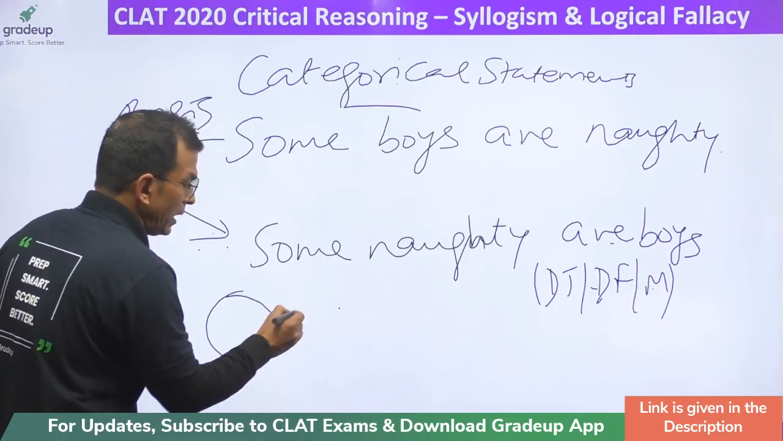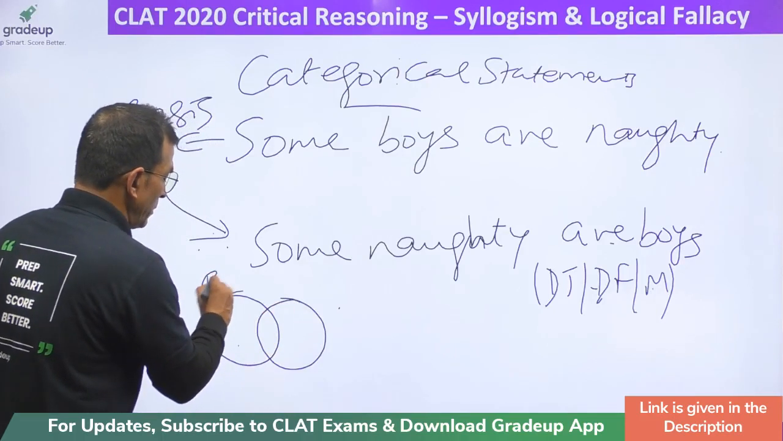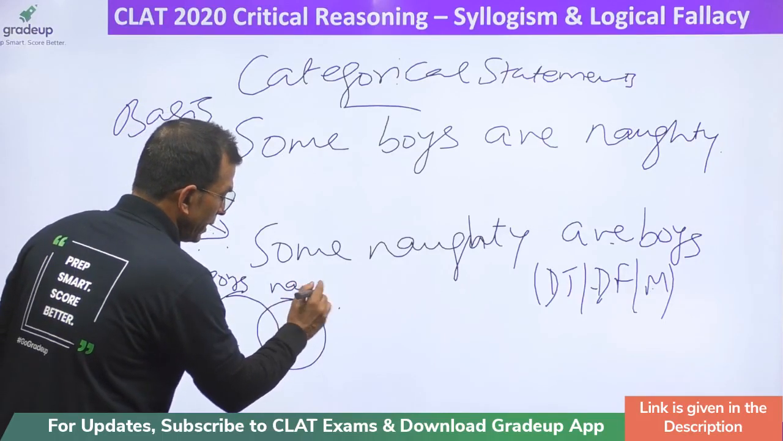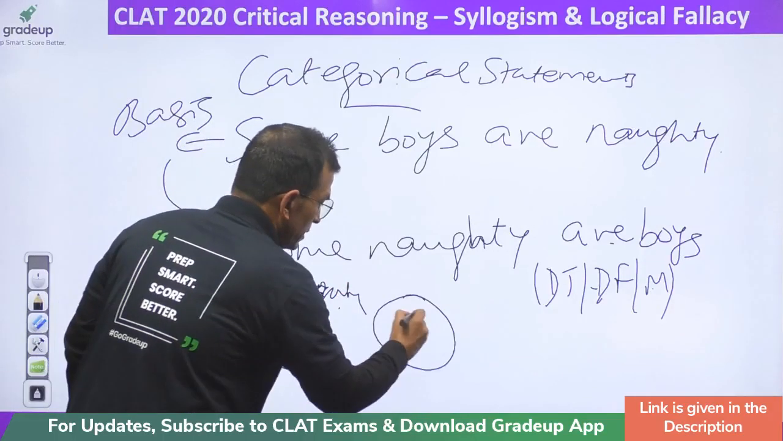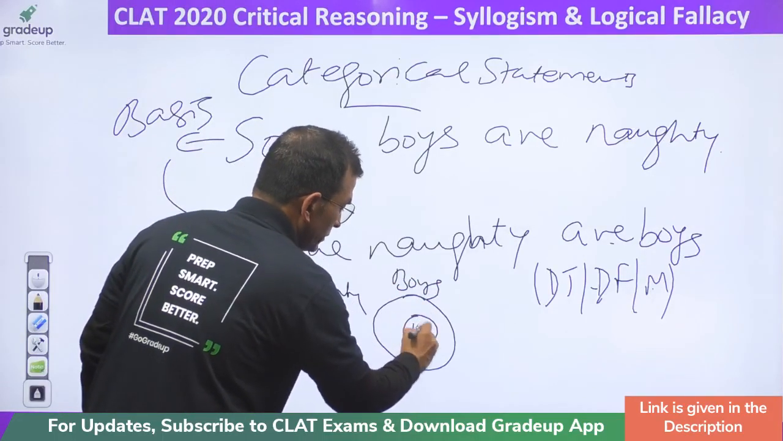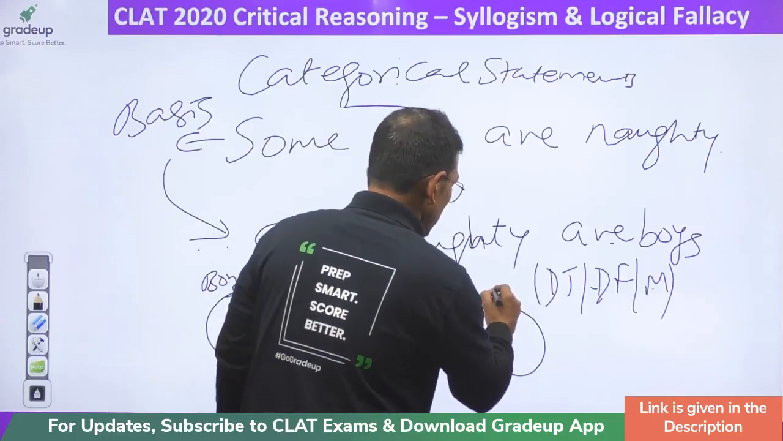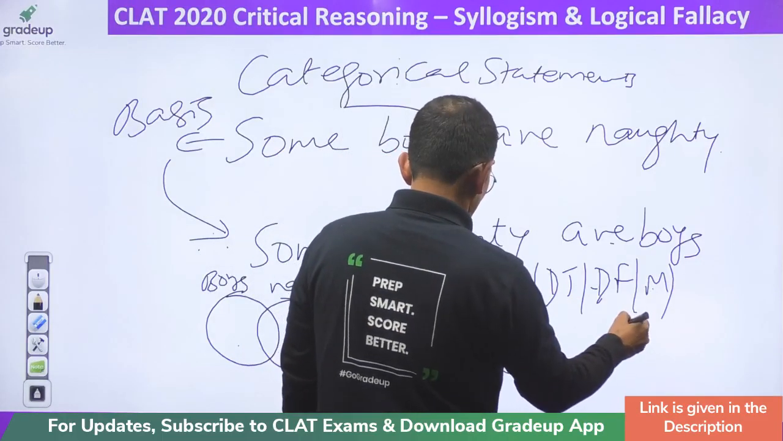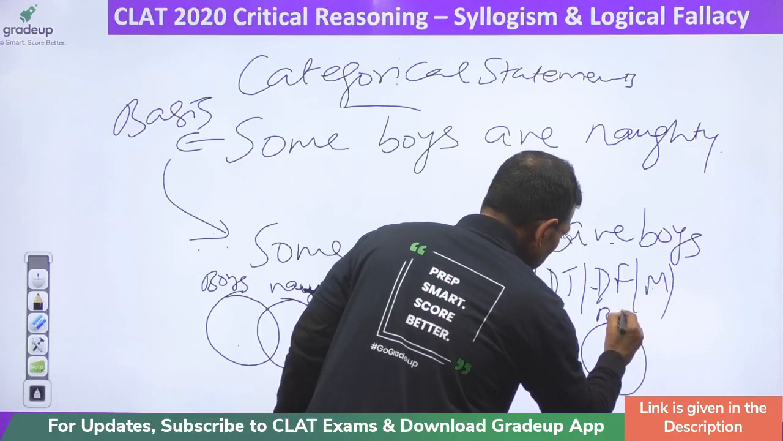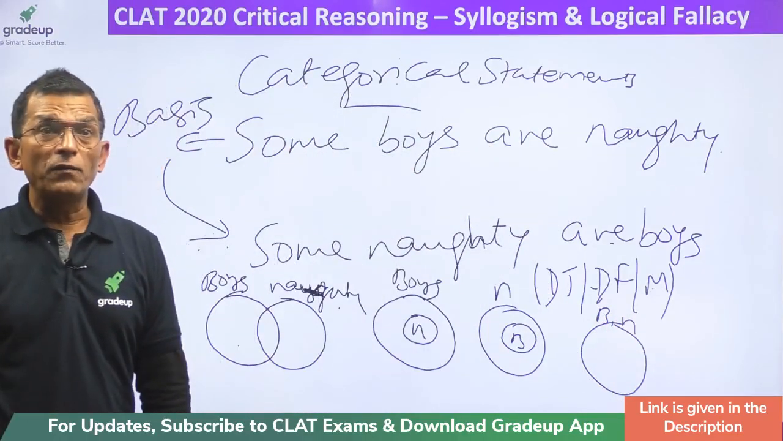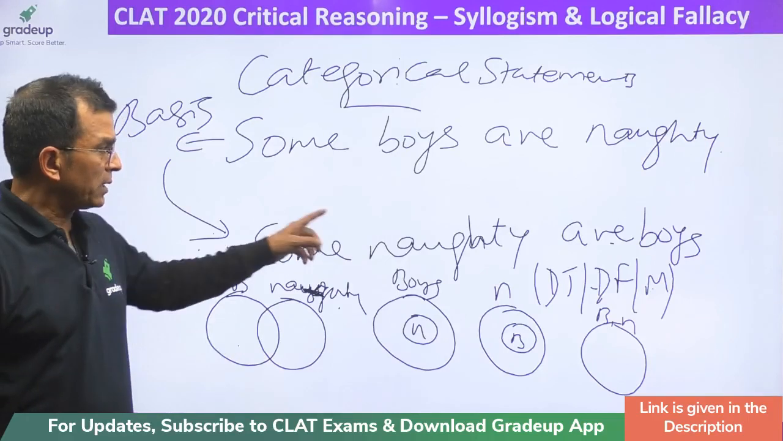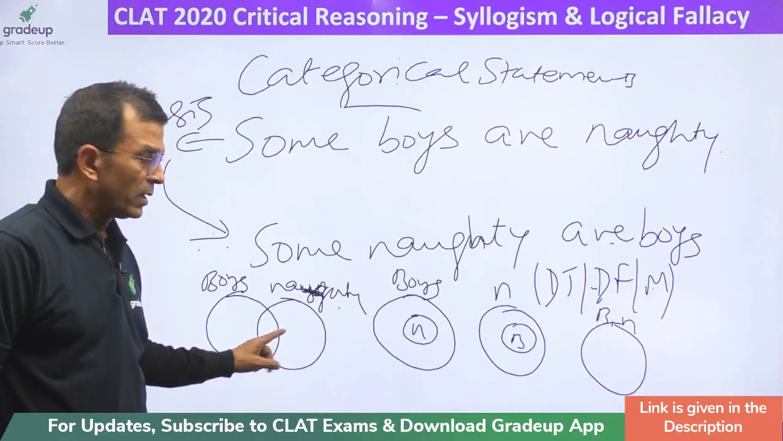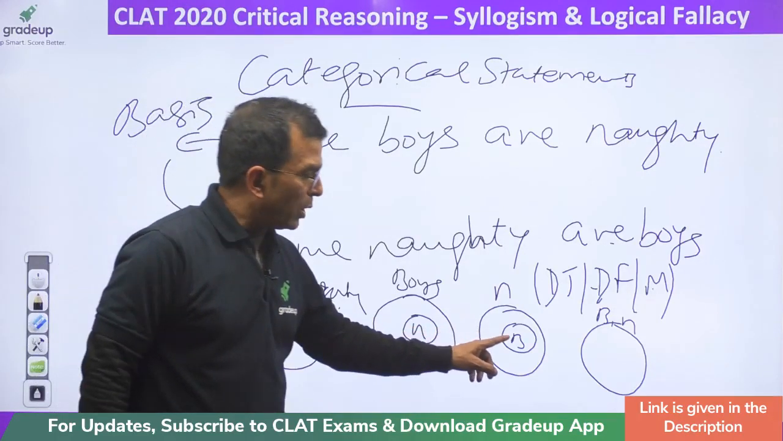I told you the other day that we can draw 4 diagrams. This is some boys are naughty. I can write this, and then some boys are naughty again. We also can have some boys are naughty. I said there are 4 diagrams possible. Therefore, if you check this particular statement, you will see that it is true in all of them. Some boys are naughty here also, and here also.